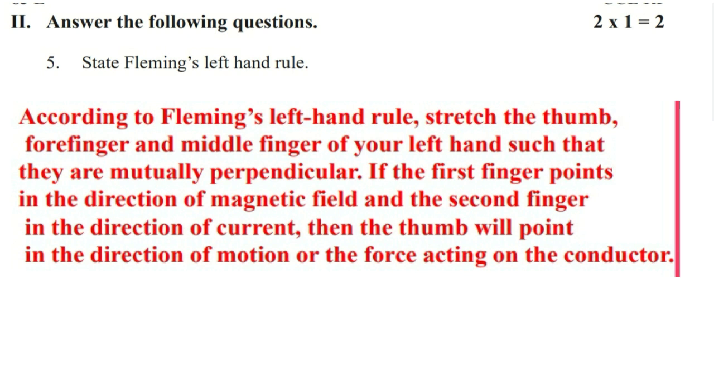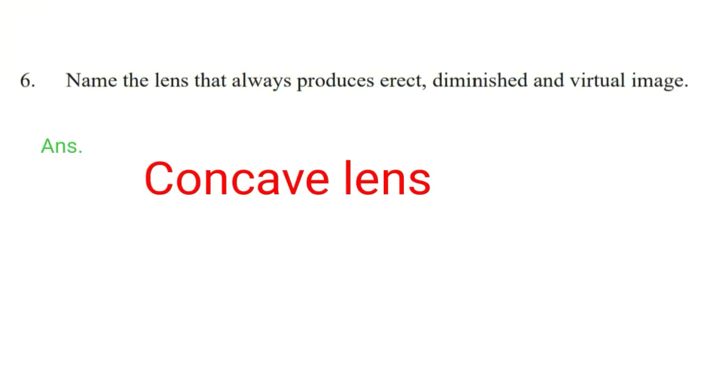Next question, 1 mark. State Fleming's left hand rule. According to Fleming's left hand rule, stretch the thumb, forefinger and middle finger of your left hand such that they are mutually perpendicular. If the first finger points in the direction of the magnetic field and the second finger in the direction of current, then the thumb will point in the direction of motion or the force acting on the conductor.